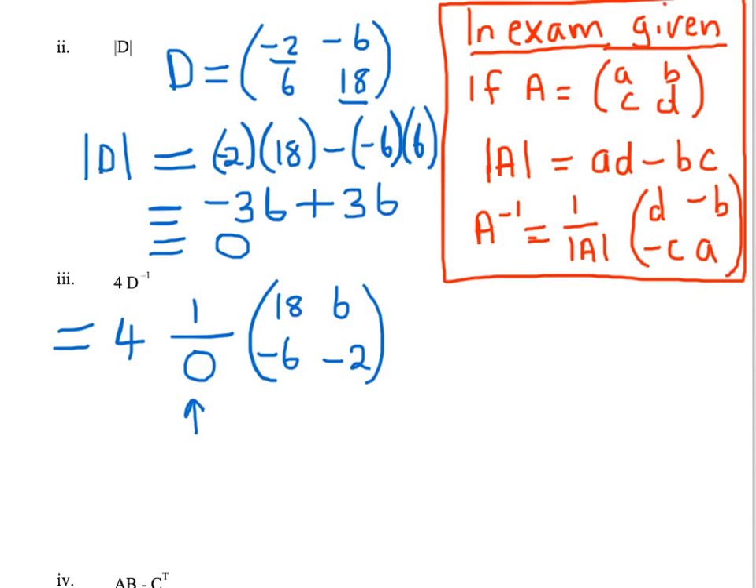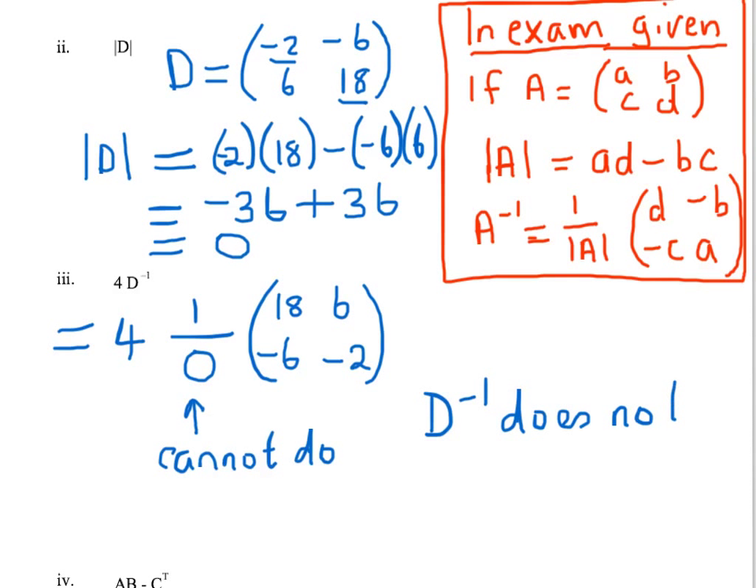Now here we encounter a problem. 1 divided by 0 we cannot do. This doesn't exist. So if this is the case, then D to the power of minus 1 does not exist. So it's impossible to find the inverse of that 2 by 2 matrix D.